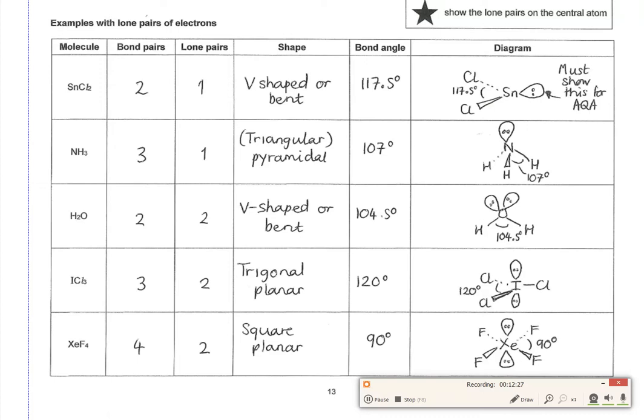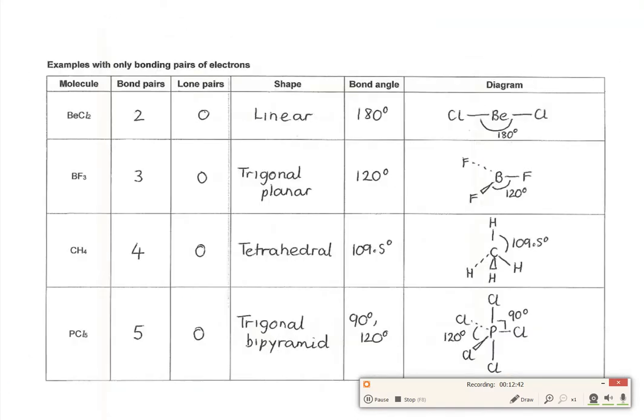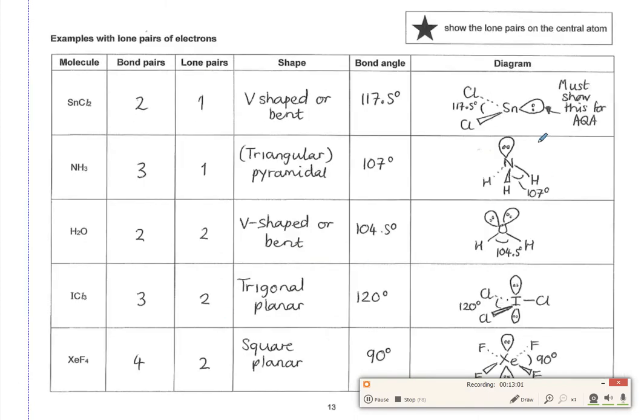Okay, so if we look at this SnCl2, this V-shaped, we've got 2 bond pairs and 1 lone pair. Now that's very similar to the trigonal planar shape, but the trigonal planar shape has 3 bonding pairs, okay? When you have 3 bonding pairs, you have a 120 degree angle between the bonds. When we include the lone pair now, we only have 117.5.